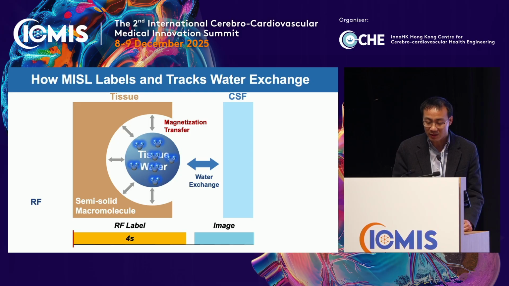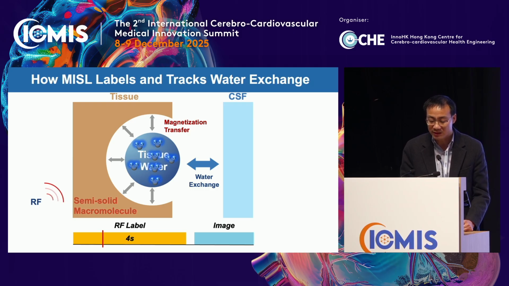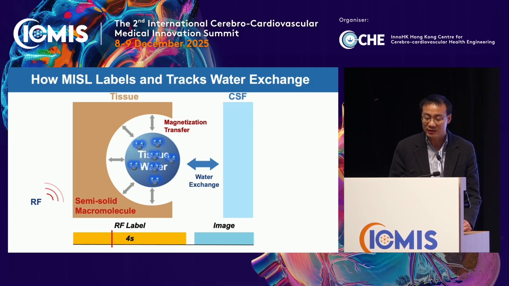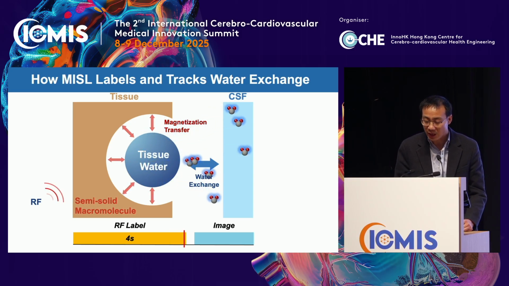So with this method, just to show you how it works. Basically, we use a train of pulses to label the semi-solid macromolecules in the tissue. As CSF doesn't have any protein inside, this RF pulse doesn't affect the CSF signal. Once labeled, the semi-solid macromolecules transfer the magnetization to the tissue water. Then the labeled water begins to flow into the CSF, and will cause a signal reduction in the CSF signal.